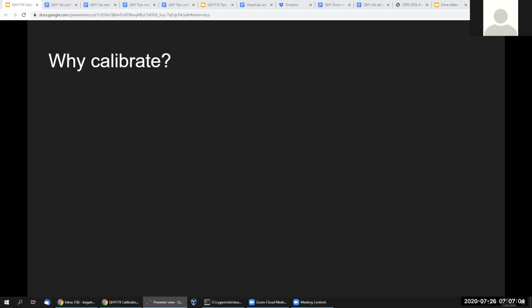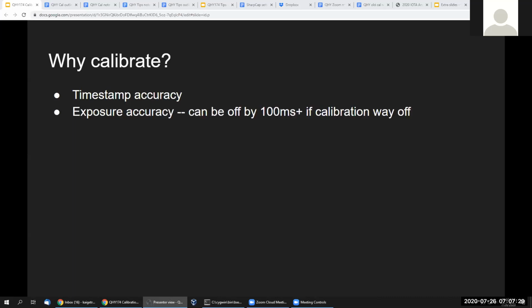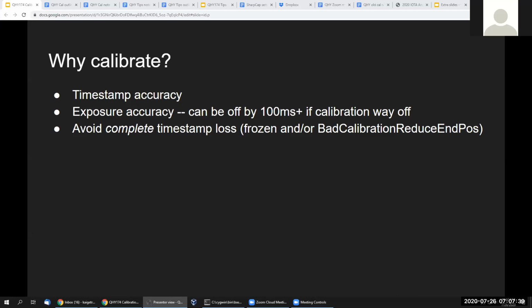So first, why would we want to calibrate? Of course, timestamp accuracy is a big deal. The QHY documentation says that by calibrating, we can get down to microsecond precision. That's obviously more than we need; there are going to be bigger errors than that in the rest of our system. But my big question is, how far off are we when we're uncalibrated? And it turns out sometimes that can be a lot. Exposure accuracy is another reason. There are times I've seen where the GPS window reported exposure can be hundreds of milliseconds off if our calibration is way off. Another is avoiding complete loss of timestamps, this dreaded bad calibration reduce End Pos error that many users have seen. We'll get into that. Frozen timestamps, where the time just does not change from frame to frame, are another big reason to calibrate.